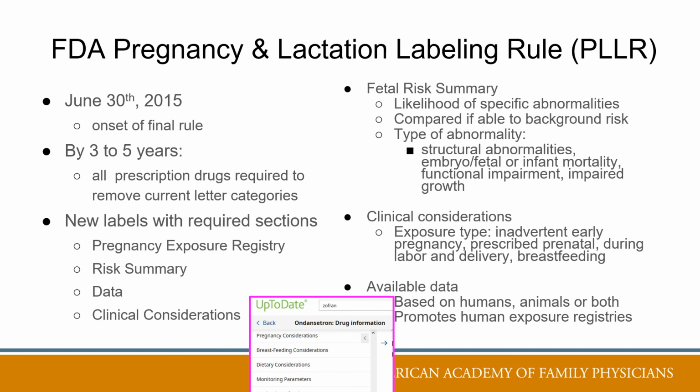The fetal risk summary is useful in terms of designating the likelihood of specific structural abnormalities, embryo-fetal-infant mortality, functional impairment, or impaired growth. If you look at every medication in UpToDate or in the resource that you most prefer, you will see this labeling information, and this can help you figure out if a medication is safe for a patient based upon what you know about that patient and that particular medication.